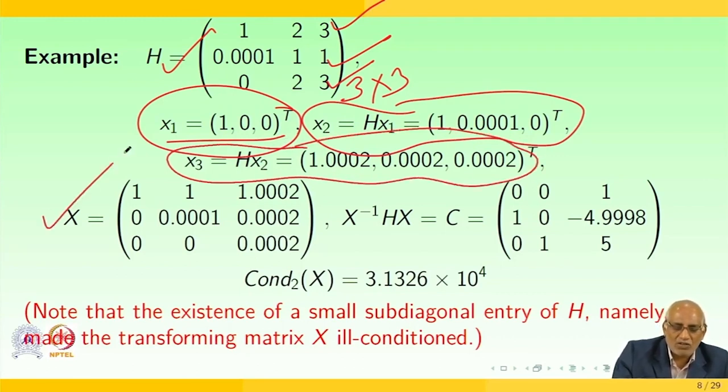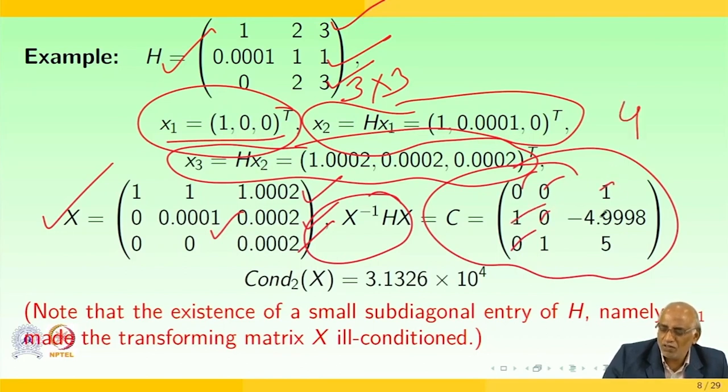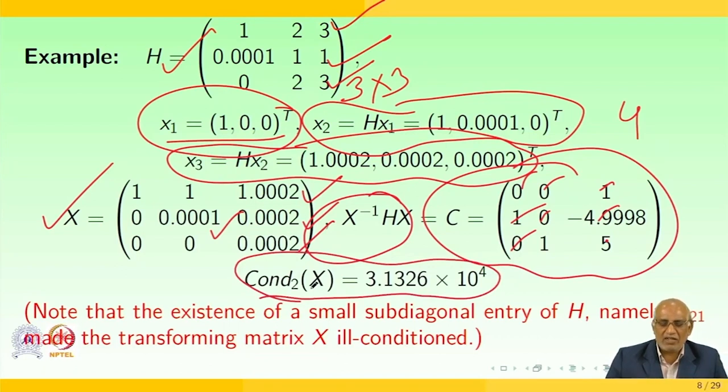Now capital X is equal to this matrix: 1, 1, 1.0002; 0, 0.0001, 0.002; 0, 0, 0.02. And if you take X inverse H X, you get a matrix called C, and this is the form of C. There are 4 non-zero elements and 4 zero elements. So when you compute the condition number, it becomes a very big value. So obviously the system will become unstable and ill-conditioned.